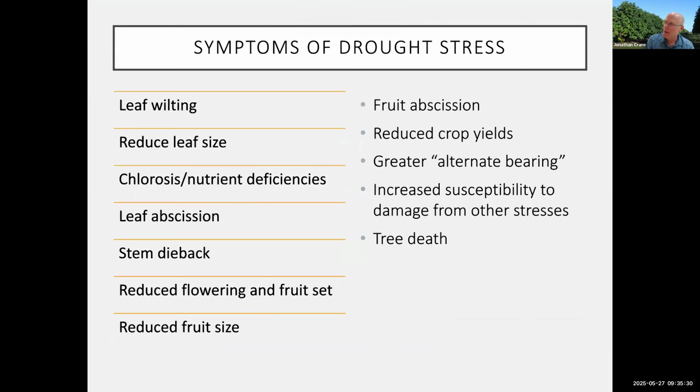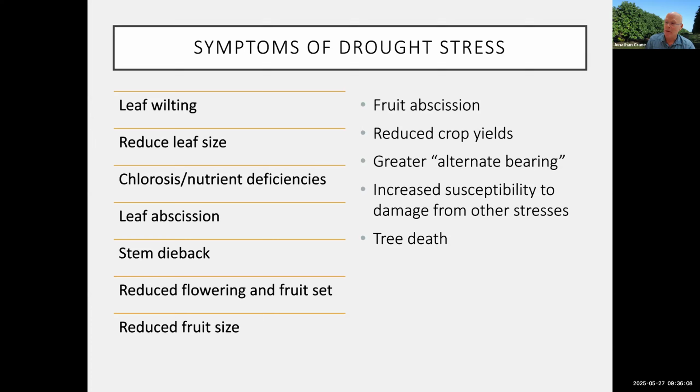So symptoms very similar to flooding, and that's because it's the same thing: if the plant is not taking up water, then you end up with the leaves wilting. And in this case, it's because of a lack of water, not because you have too much water and low oxygen in the root system. So again, it can result in smaller leaves. The leaves don't get as big. It can result in yellow leaves or nutrient deficiencies because the plant's not taking up water and nutrients. You can end up dropping leaves. You can end up with stem dieback. And of course, this can also reduce flowering and fruit set.